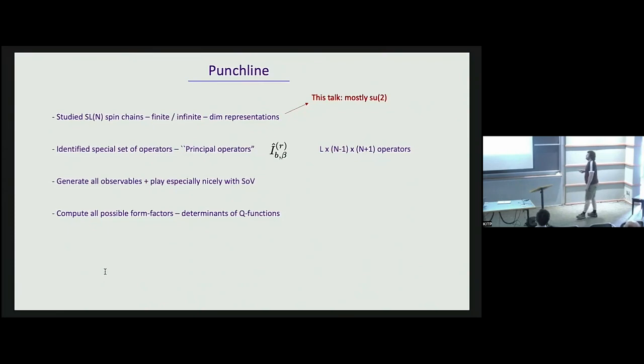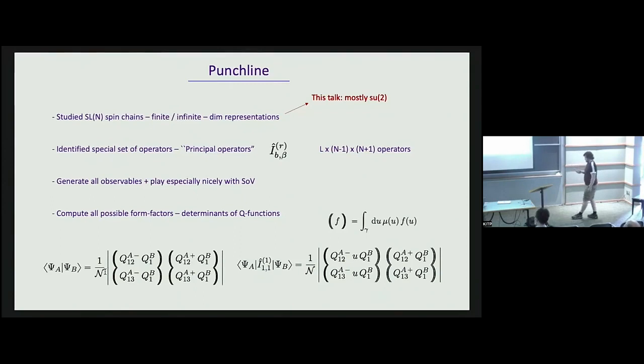Okay, and what this does for you is it allows you to compute all possible form factors, so matrix elements of these operators, as very simple determinants of Q functions. So to give you an example, this is an example for an SL3 or SU3 spin chain of length 1. So we know that the scalar product of two states is given by this determinant of brackets, which is an integral of certain Q functions.